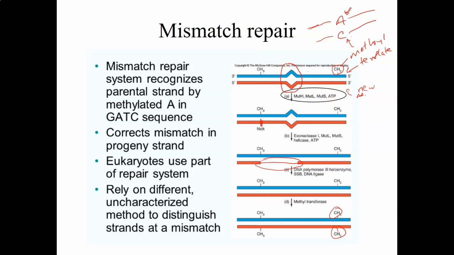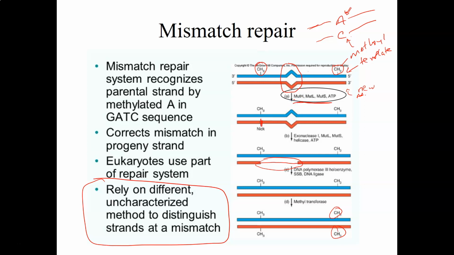Now, one thing that's weird is that humans don't actually use this same mechanism. Humans don't have this methyl recognition system, and so down here it says that eukaryotic cells rely on some different method to distinguish the strands at a mismatch, and that hasn't been figured out yet. So they're trying to figure that out. Who knows? So anyway, that's mismatch repair, and the genes that are involved are these MUT genes.